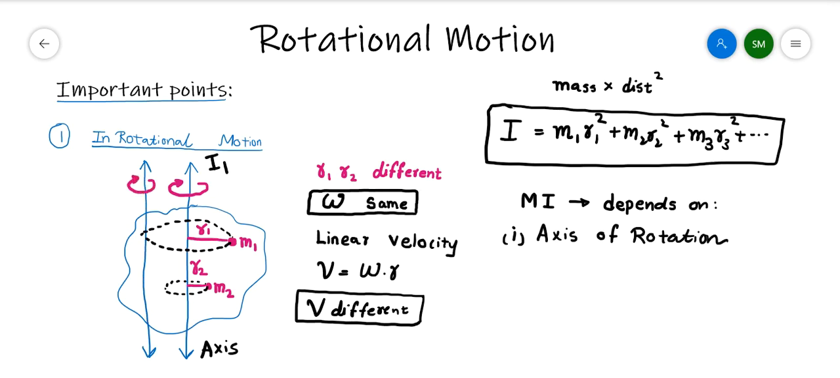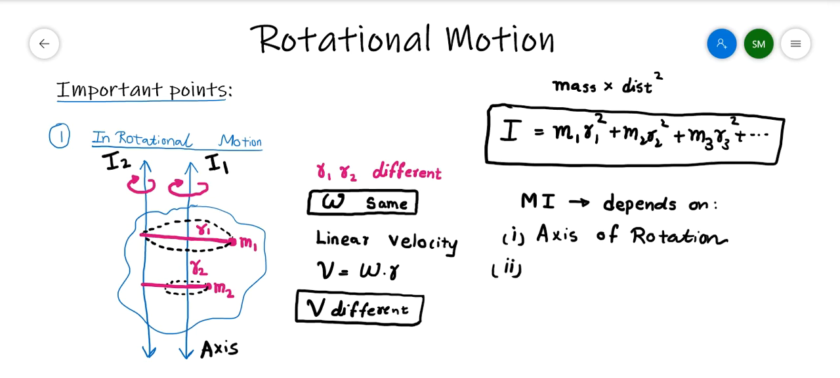The distance r will get changed. The r distances are going to get changed. So since the r distance is going to change, the moment of inertia also gets changed. So around this axis, the moment of inertia will be I2. So remember one thing, as you change the axis of rotation, the moment of inertia also changes.